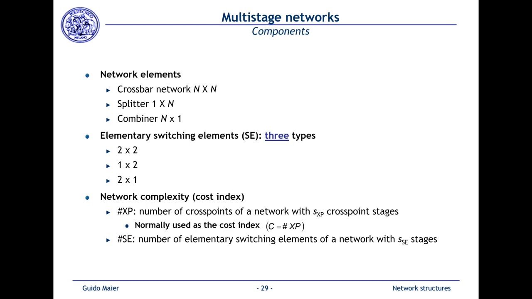But there is another possible metric that can be useful as well, that is the number of elementary switching elements that are composing the network. By elementary switching element, we mean the 2x2, 1x2, and 2x1. These are two metrics that can be used in alternative. So in the architectures we will see, we will provide the complexity in terms of number of cross points and also in terms of number of elementary switching elements, and sometimes these two metrics give different results.